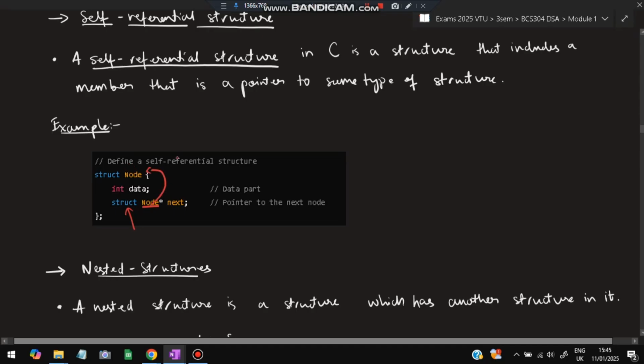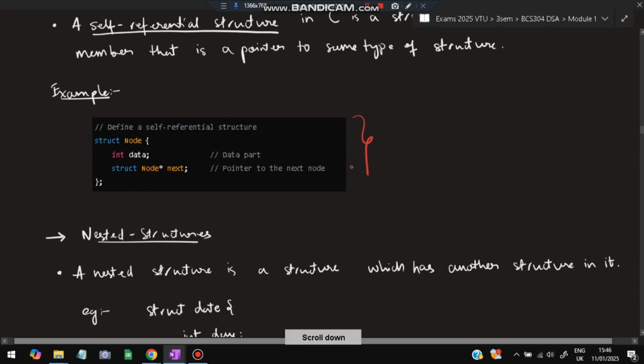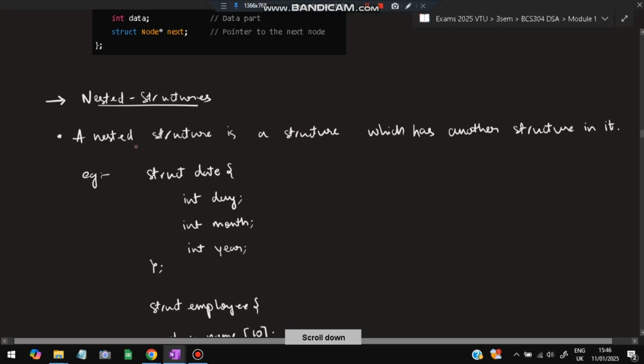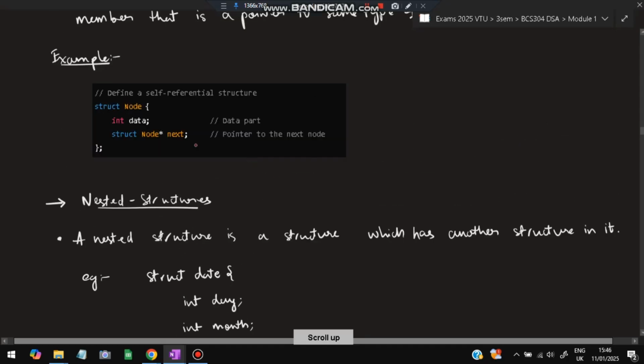That is called a self-referential structure. Okay, this is the example you need to write. Next is nested structure. They are asked. Nested structure is a structure which has another structure inside it. Okay, it might look similar to this, but there is a difference.